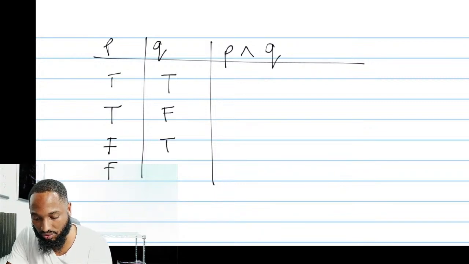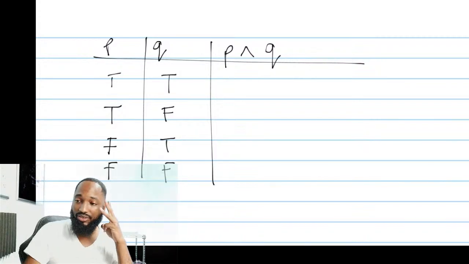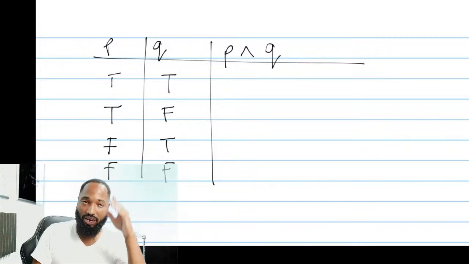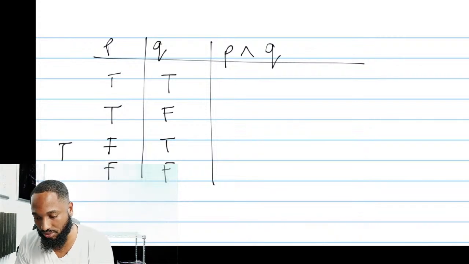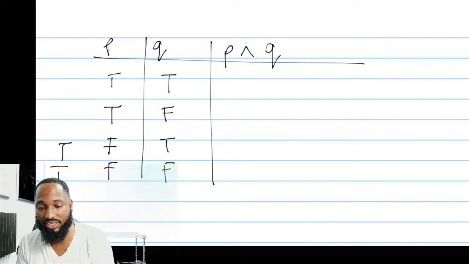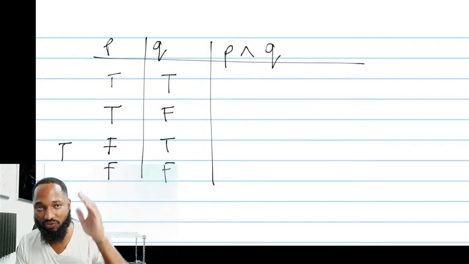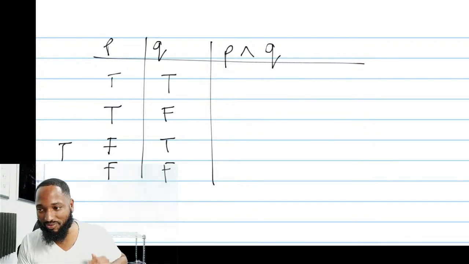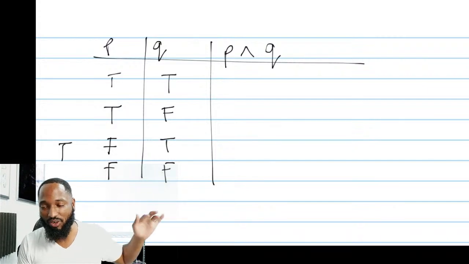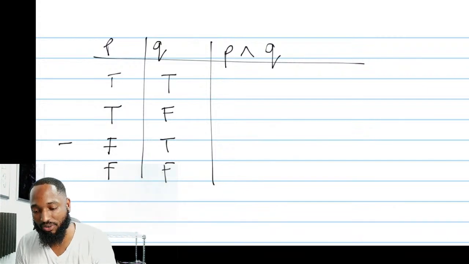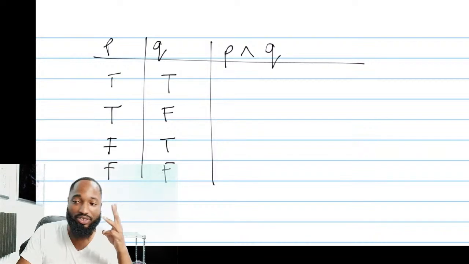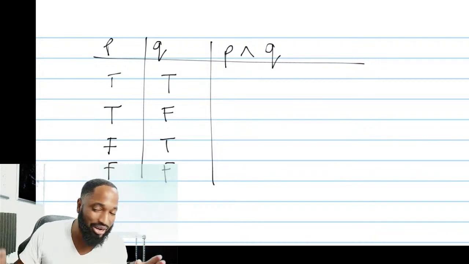True, false, true, false. If it's 3 things, well I'll go true, true, true, true, false, false, false, false, and then do true, true, false, false, true, true, false, false, and then the next one I go true, false, true, false, true, false, true, false. That way you don't miss out anything. But you all need to worry about the 3 because they're not bringing that for multiple choice.